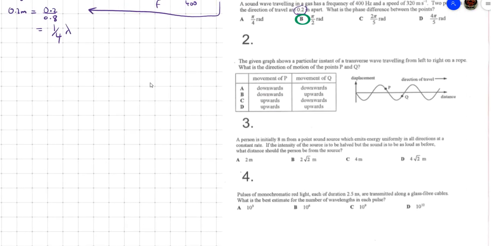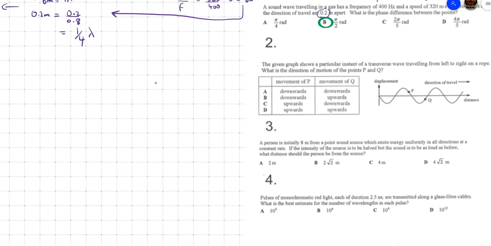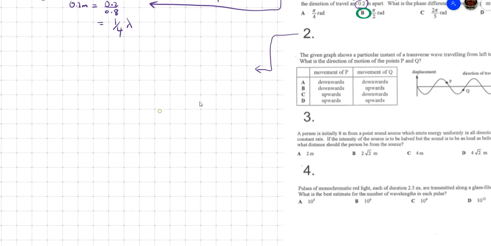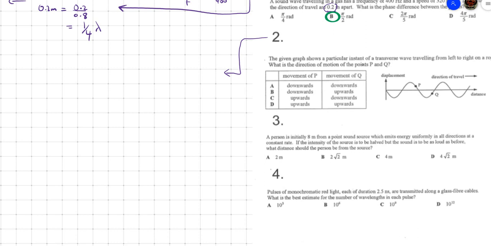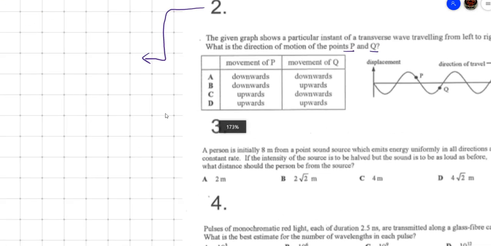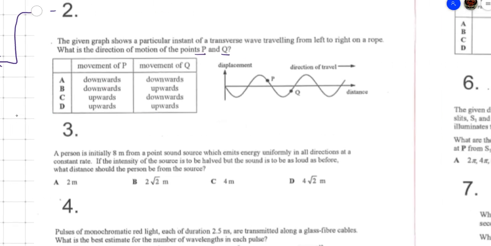Good. Now question 2. This is a very good question, something we've done before, if you remember, ages ago. You want to know where P is going to be and where Q is going to be in the future. I'm going to do this one straight away on the question itself, because this is a nice and easy question. What you want to do is move the wave in the future.